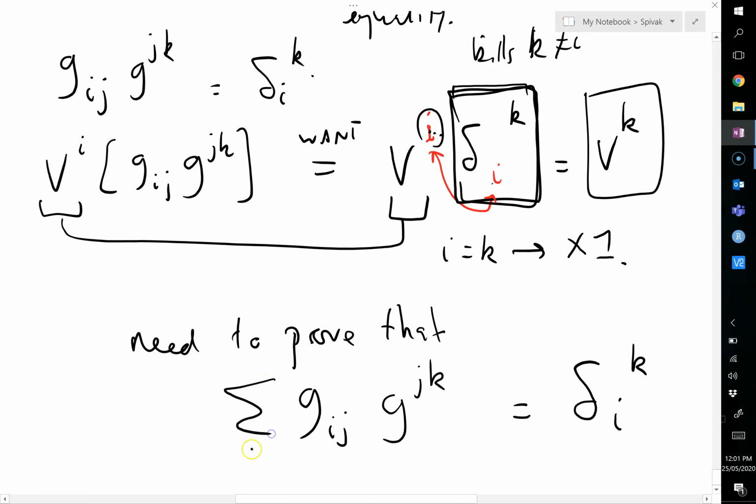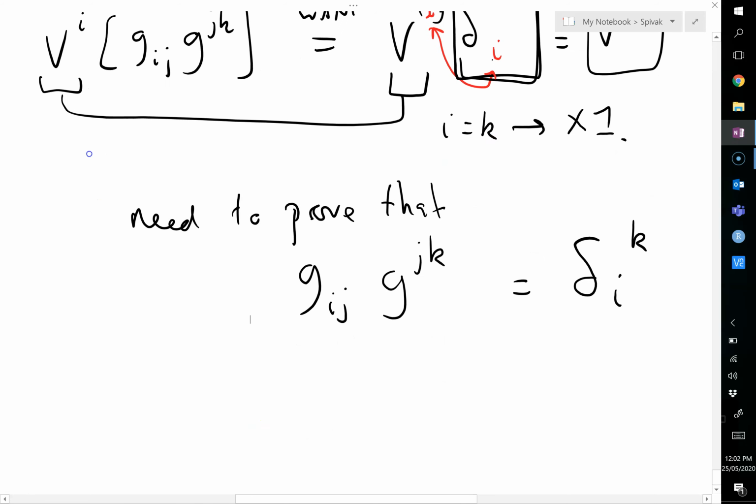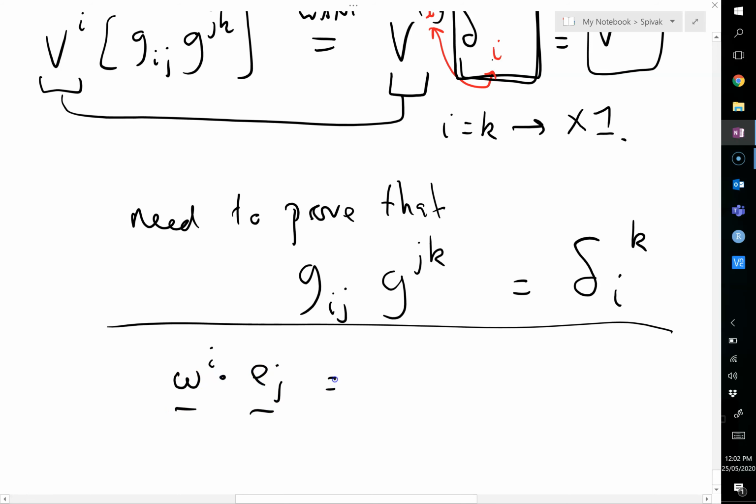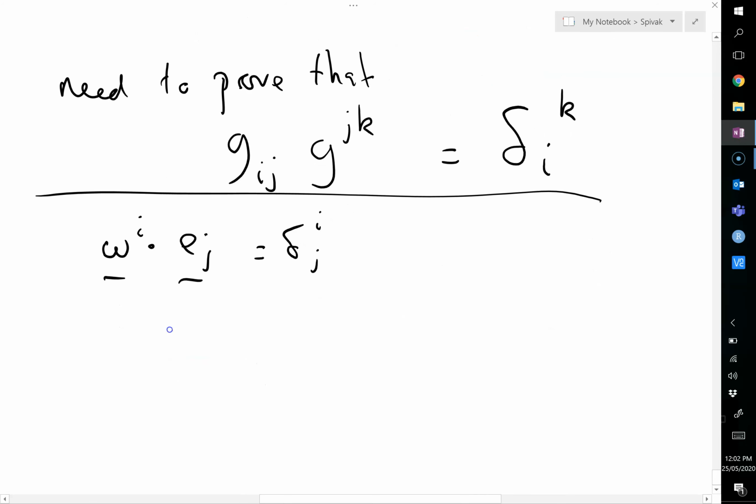Of course, this is summed over j, but I don't need to say that because of the Einstein summation convention. So I need to prove this. How do I do that? Well, what do we know about it? So far, we've got that omega i dot e_j equals the Kronecker delta ij. We know that.